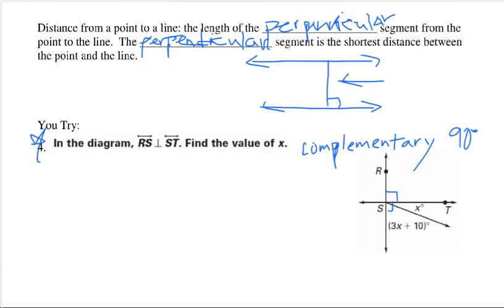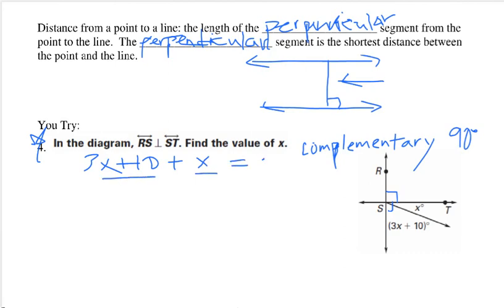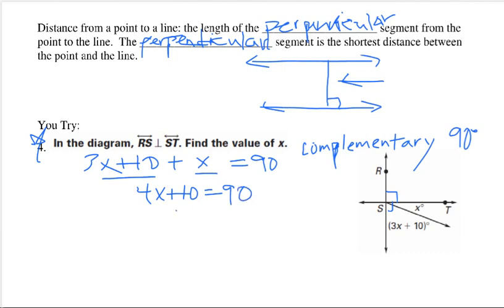Alright, so the setup you should have used was 3x plus 10, and then plus the x of the other angle. You're adding the two angles together to equal your 90 degrees. Then you can combine your x's together, so you'd have 4x plus 10 equals 90 degrees. Then you can subtract 10 from both sides, so you should get 4x equals 80. Divide both by 4, and that's where we know that x is going to be 20 in this question.